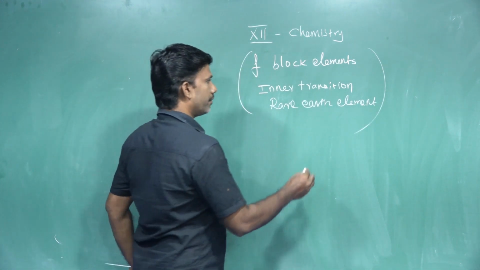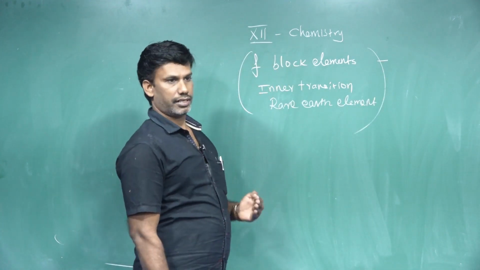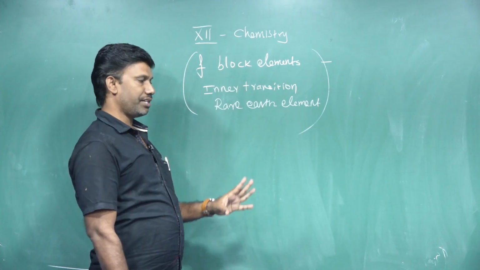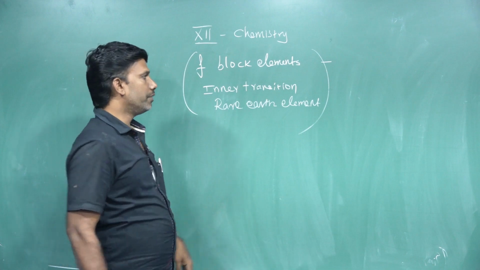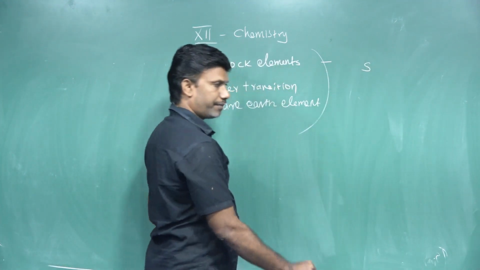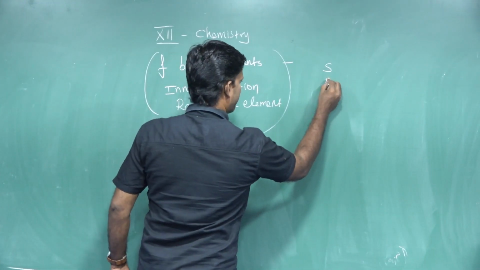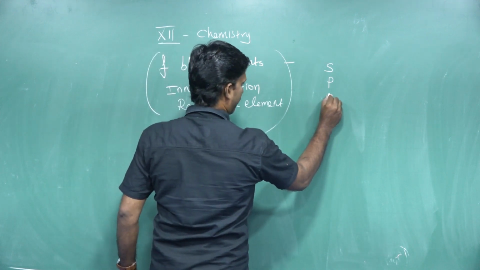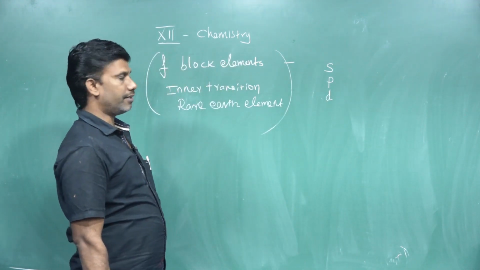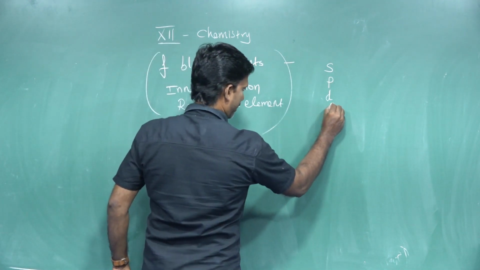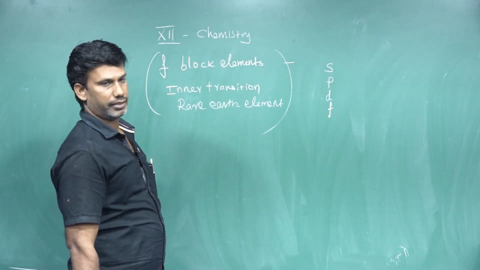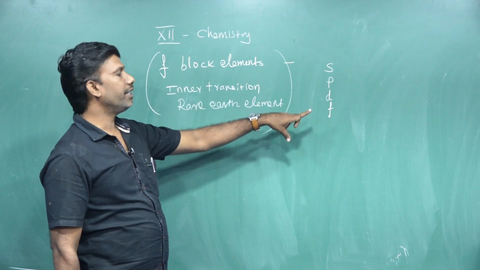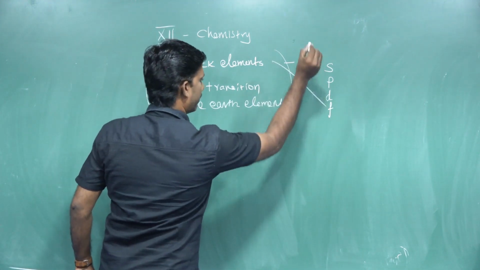F block elements mean the differentiating electron, the last electron, enters into the F orbital. You know very well, we have already discussed the s, p, d block elements in periodic classification. Again I am repeating: if the last electron enters into the s orbital, it is called the s block. If the differentiating or last electron enters into the p orbital, it is called a p block element. When it enters into the d orbital, it is called a d block element. When the differentiating electron enters into the f orbital, that is called an f block element. So in all those elements, the differentiating electrons enter into the f orbital. That's why they are called f block elements.